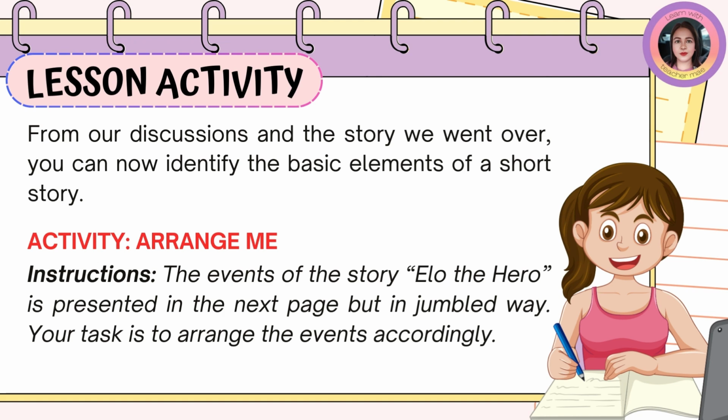Let's have an activity. From our discussions and the story we went over, you can now identify the basic elements of a short story. Activity: Arrange Me. Instructions: the events of the story Elo the Hero are presented in the next page but in a jumbled way. Your task is to arrange the events accordingly.